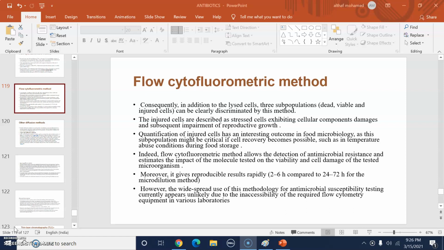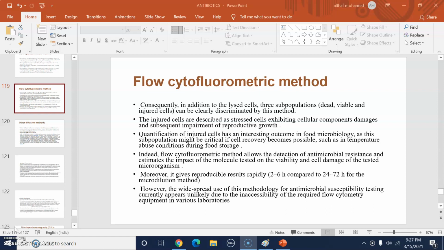cytofluorometric method allows the detection of antimicrobial resistance exhibited by that drug, and it estimates the impact of the molecule tested on the viability and cell damage of the tested microorganism. So it can be estimated. It gives reproducible results rapidly, within 2 to 6 hours compared to 24 to 72 hours for the microdilution method, which we have already described.